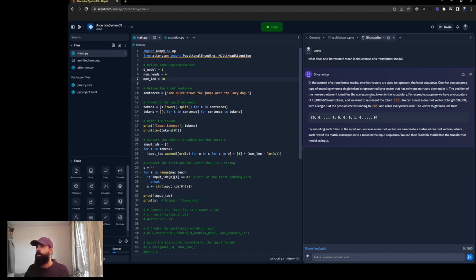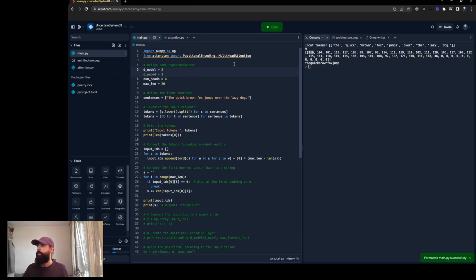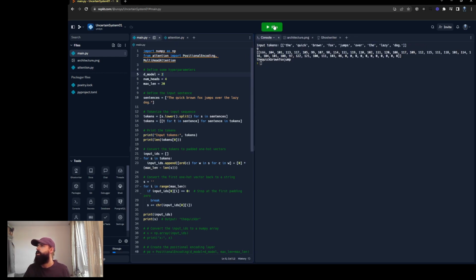Here's what it's saying: one-hot vectors are a type of encoding where a single token is represented by a vector that has only non-zero elements in it. And I believe that we are now seeing just these numbers because the D model is 1. If I set the D model to 2, what's going to happen? And I think then these are the one-hot vectors.